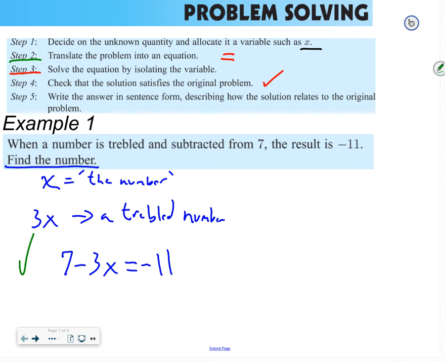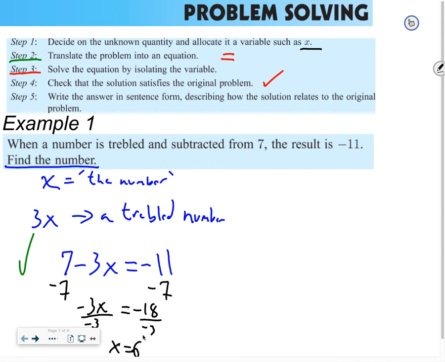Next, I am going to solve. Okay, so I'm going to subtract 7 from both sides, minus 7, and I get negative 3x is equal to negative 18. Divide by negative 3, divide by negative 3, and I'm going to get x is equal to 6. Okay, so once I have a solution there, I'm going to check my solution.